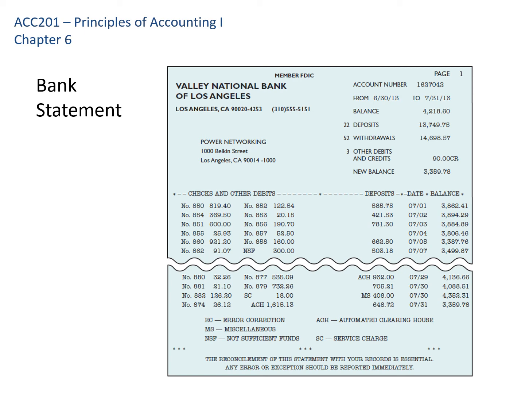Hello and welcome to part 2 of the lecture for chapter 6. In this part, I'm going to talk about bank reconciliations and petty cash and a little bit about the role that auditors play in the accounting process.